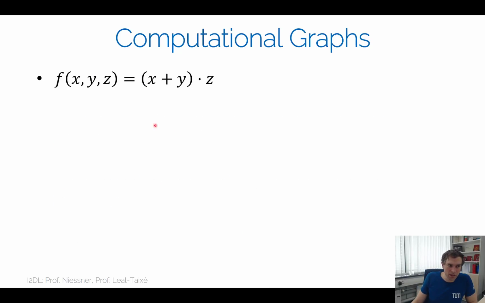If I'm talking about a function f of x, y, and z, I have 3 input variables. I have a function f, and I can define this function as x plus y times z. Now, if I'm writing this down as a compute graph, I would get something like this, right?